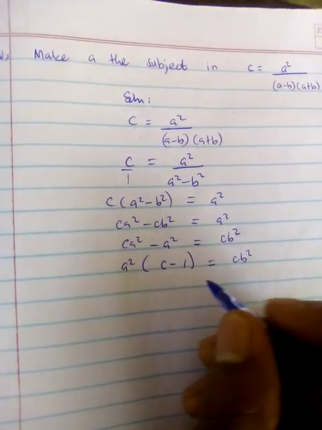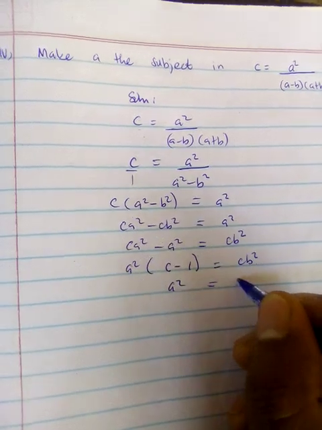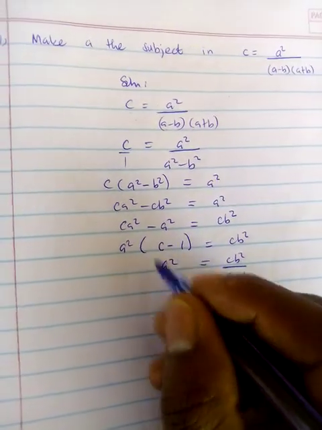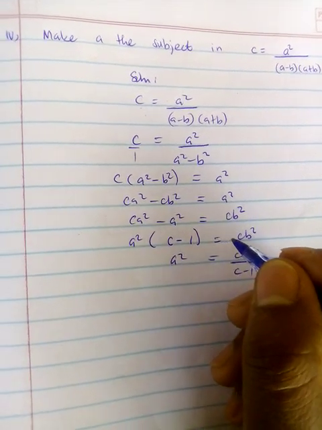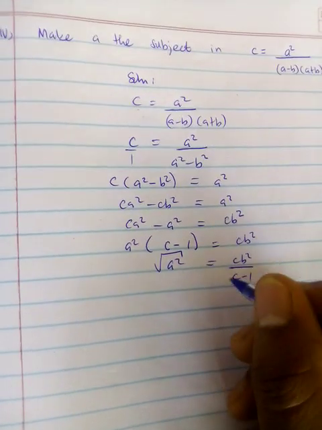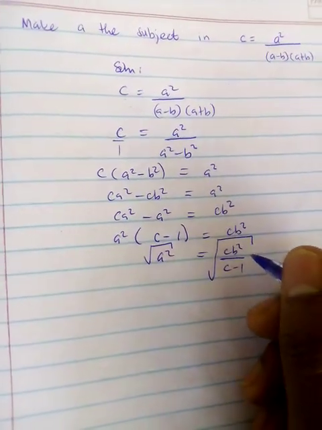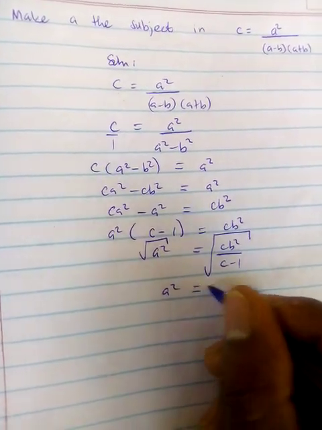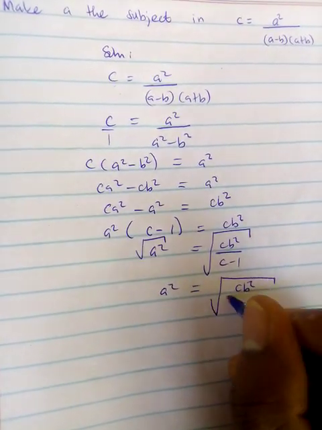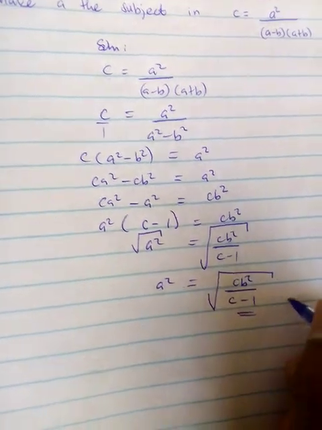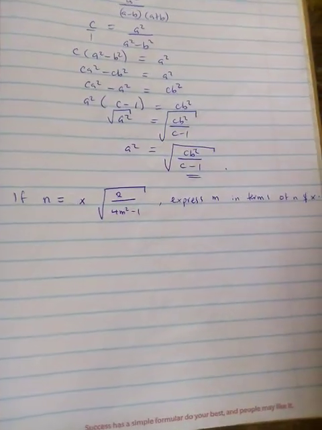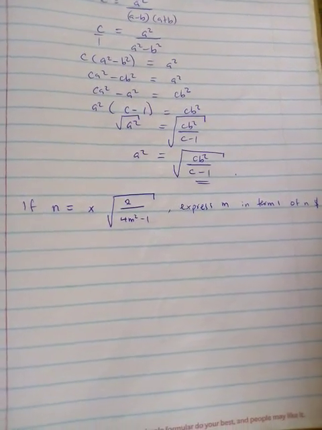I divide through by c minus 1, so that a squared is equal to cb squared out of c minus 1. I'm only remaining with removing the square, so I simply take a square root. So that my a squared is equal to cb squared out of c minus 1, as simple as that. Yes, so we have our last number to work out with.